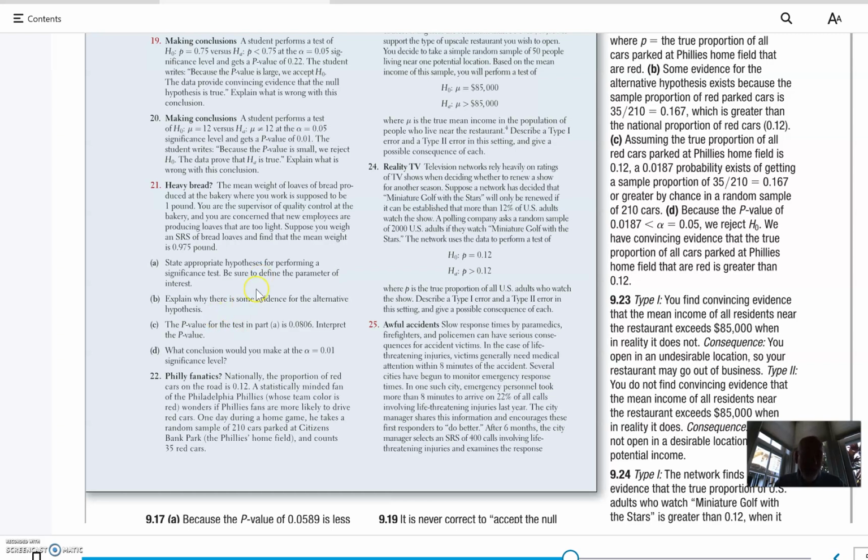Explain why there's some evidence. Well, there's some evidence because they got a 0.975. So that's less than 1. It's supposed to be an average of 1 pound.